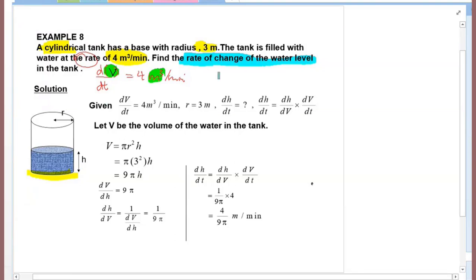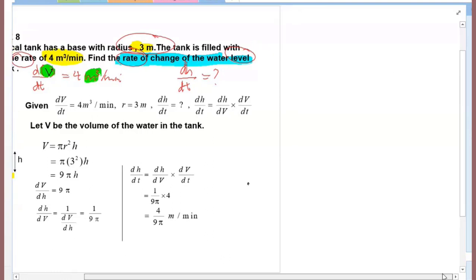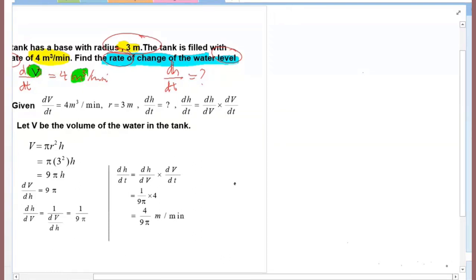Water level we use H. So this is a rate, dH/dt, and this is what we need to find. Given dV/dt to find dH/dt, and the radius of the cylinder base is constant. So now the idea is to draw a diagram. Let me draw it here.